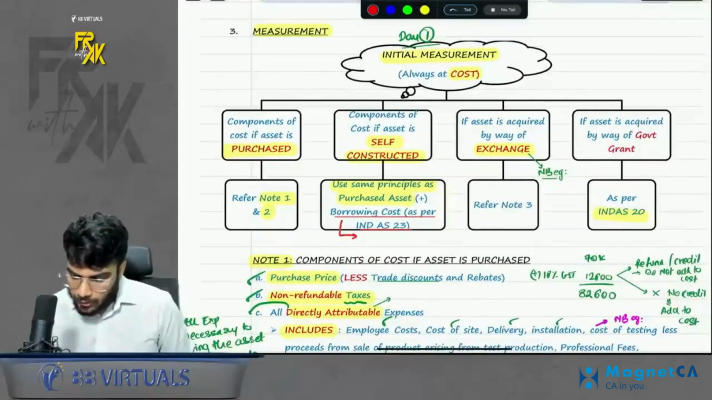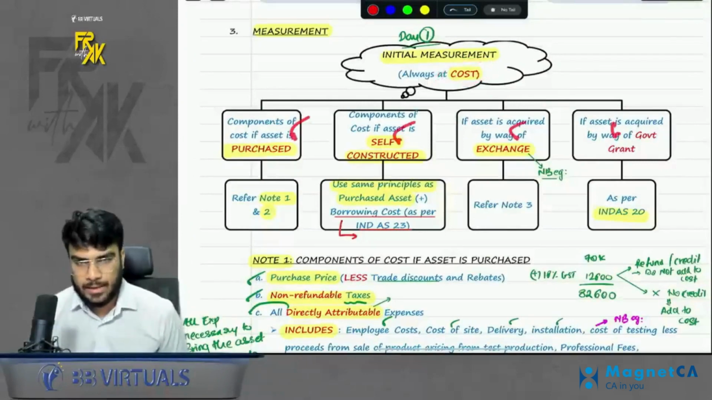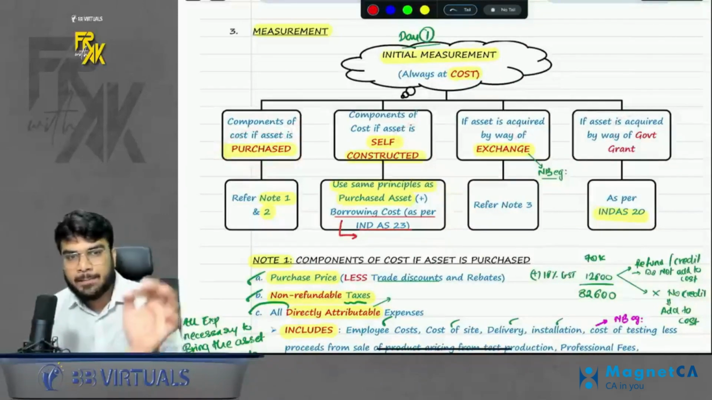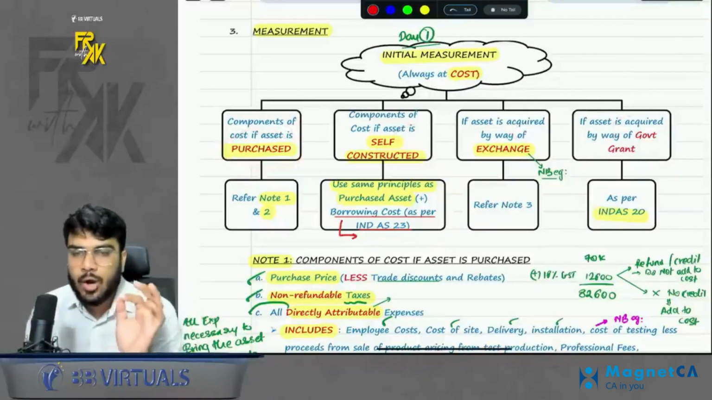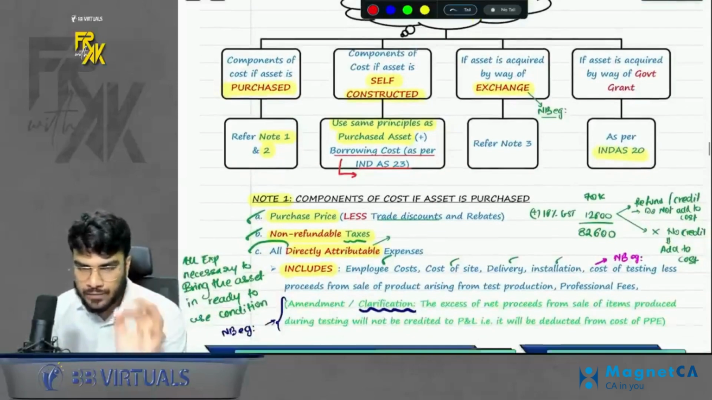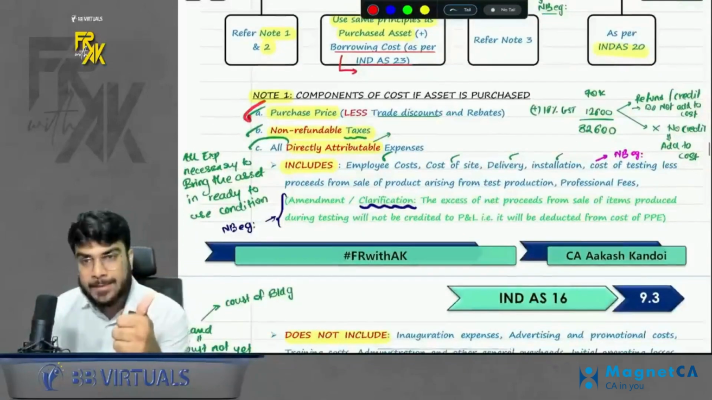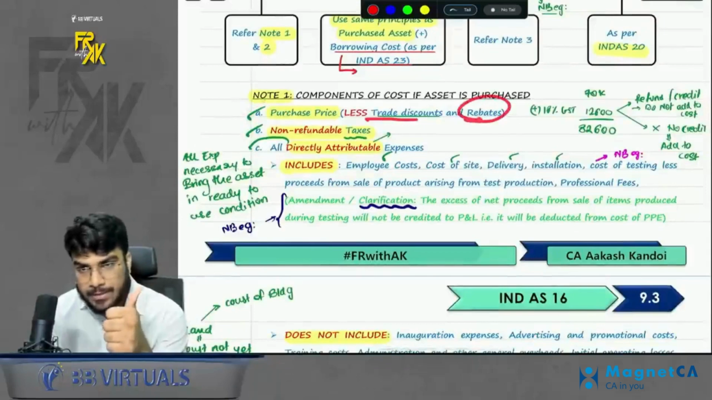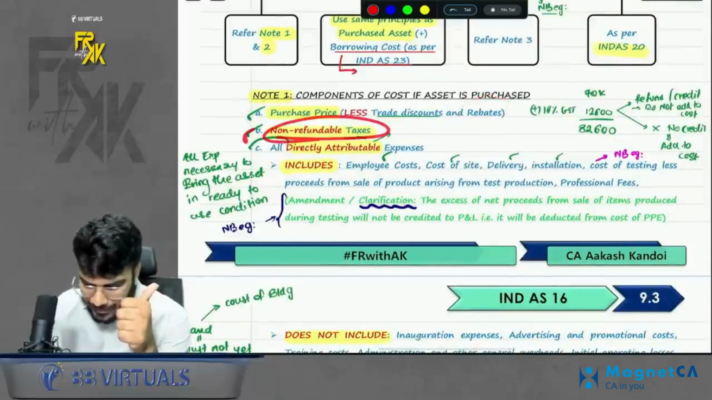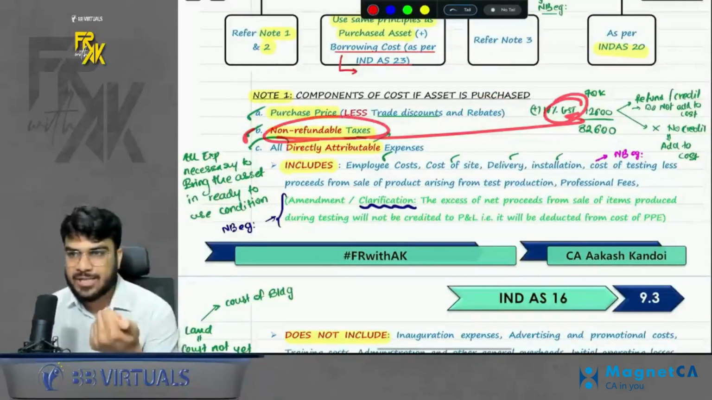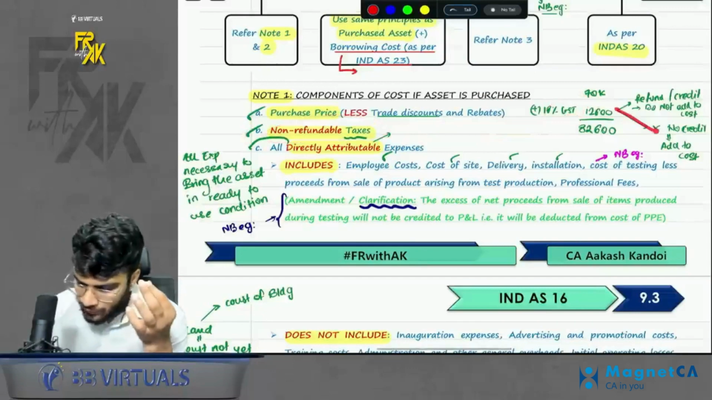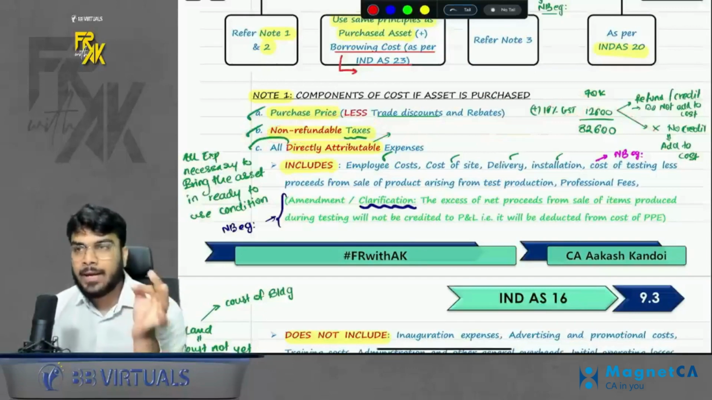Now, the elements of cost depend on how it was acquired. If you have acquired the asset by purchasing it, what all elements will be included in the cost of the asset? The first point is purchase price, less trade discount and rebates. Add non-refundable taxes. For example, if you have paid GST and you are going to avail the credit of it, you will not make it a part of your cost.